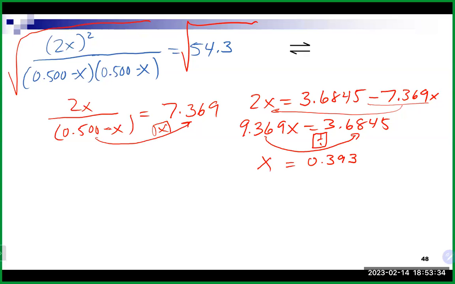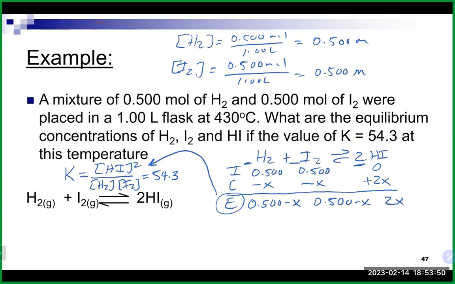So you don't always have to do the quadratic. Don't overlook something that might be a little easier to do. If you went the full route, by the way, you should end up with the same answer, hopefully. At this point, this x value will equal, if we go back to our table, all of the x values that we see in this table. And that's going to allow us to get to our equilibrium concentrations.